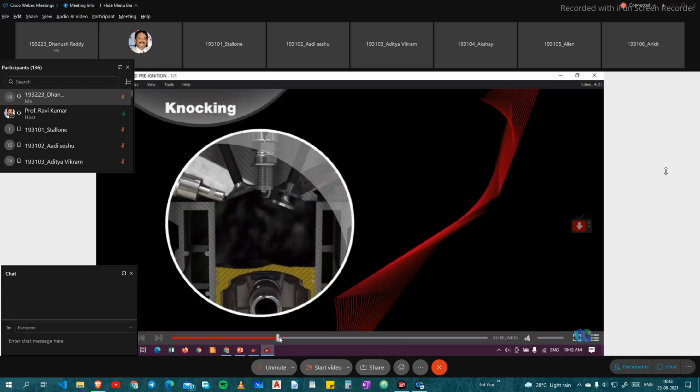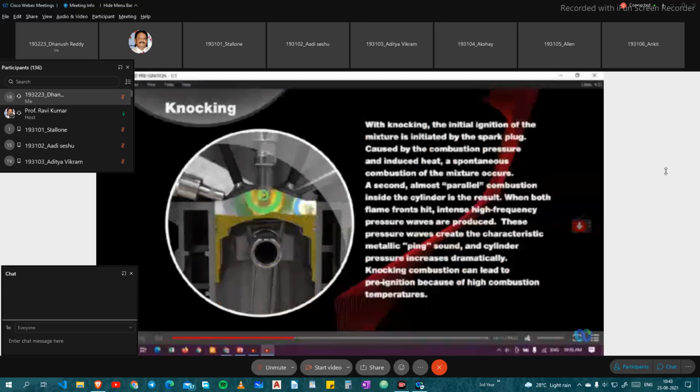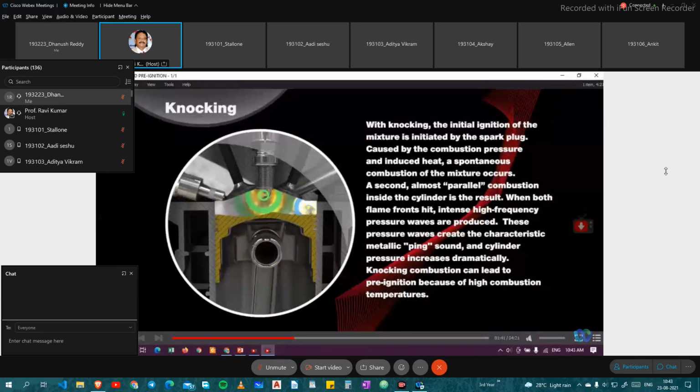As with knocking, the initial ignition of the mixture is initiated by the spark plug, caused by the combustion pressure and the induced heat. Then combustion of the mixture occurs. A second almost parallel combustion inside the cylinder is the result. When both flame fronts meet, intense high frequency pressure waves are produced. These pressure waves create the characteristic metallic ping sound, where we get the knocking, and the cylinder pressure increases dramatically. Knocking combustion can lead to pre-ignition because of high combustion temperatures and pressures.